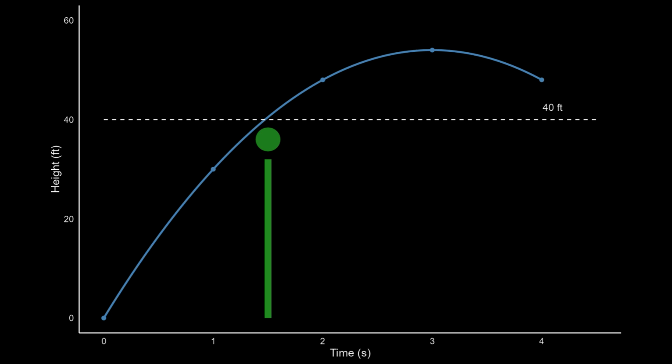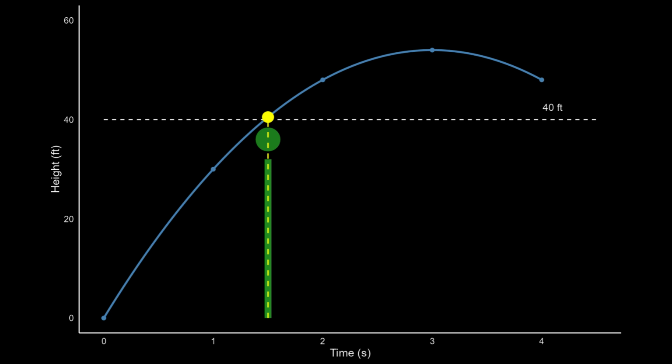Imagine a tree is blocking our shot. It is exactly 40 feet tall, and our ball reaches it at exactly 1.5 seconds into its flight. Will the ball clear the tree? Let's look at the graph. If we go to 1.5 seconds and follow it up to the curve, the line crosses right at the 40-foot mark. But is it at 39.8 feet?